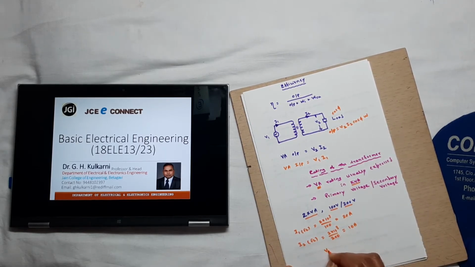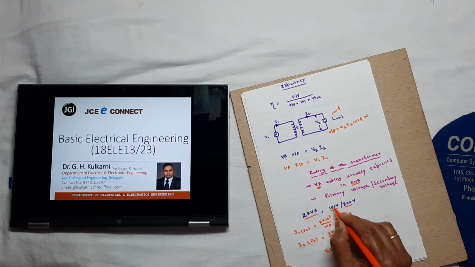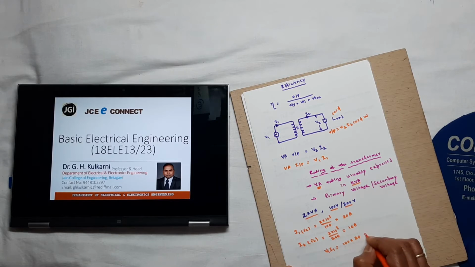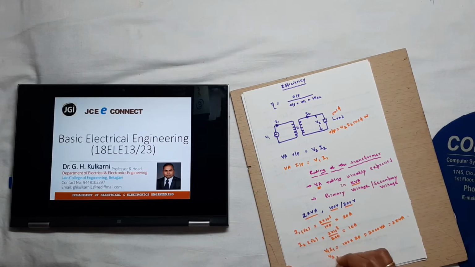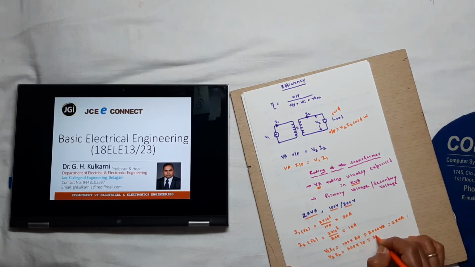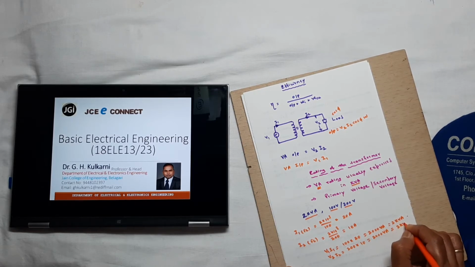Now we can check the rated volt ampere. What is V1 I1? V1 is 100 and I1 is 20, that is 2000 volt ampere, which is nothing but 2 kilovolt ampere. Similarly, on the secondary side, V2 I2: the secondary voltage is 200 and the secondary current is 10 amperes. That is also 2000 volt ampere, which is equal to 2 kVA.